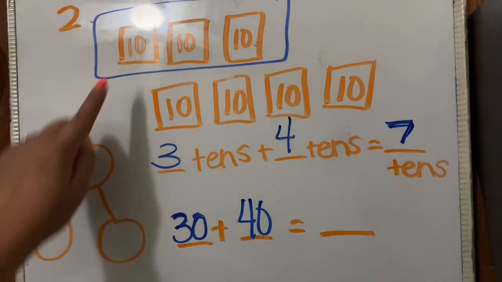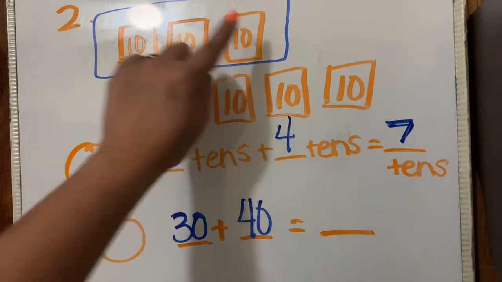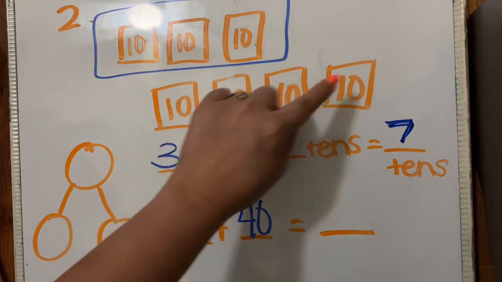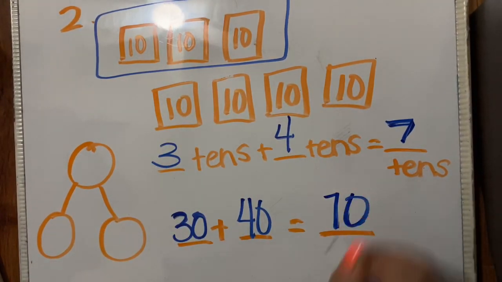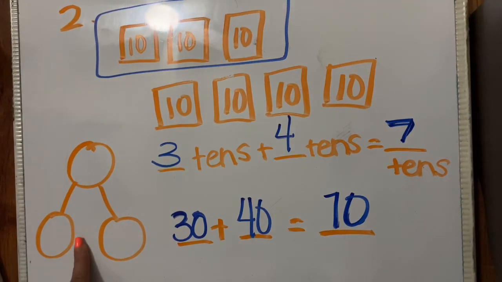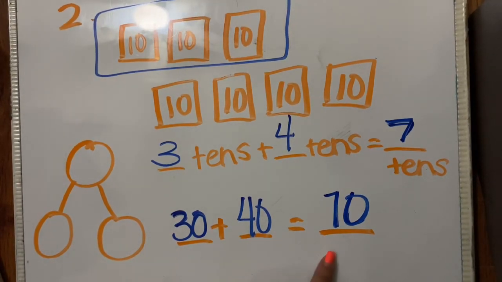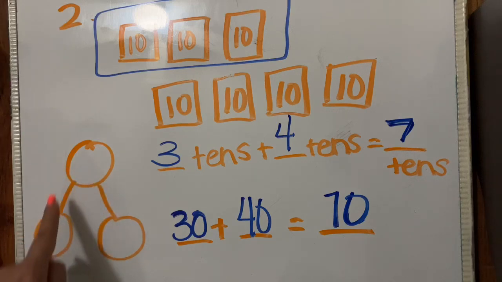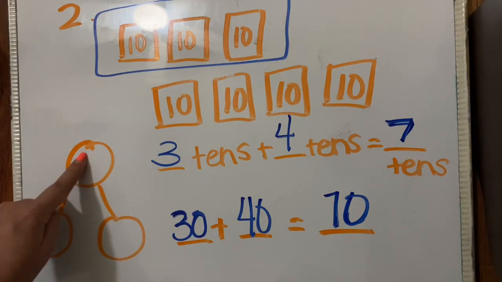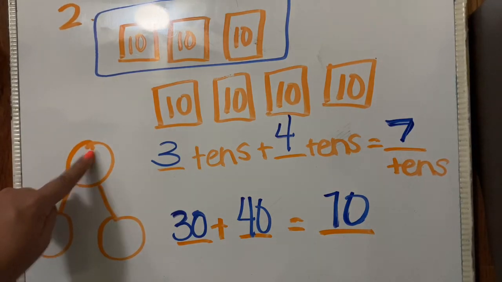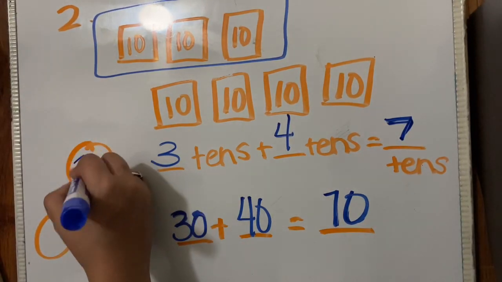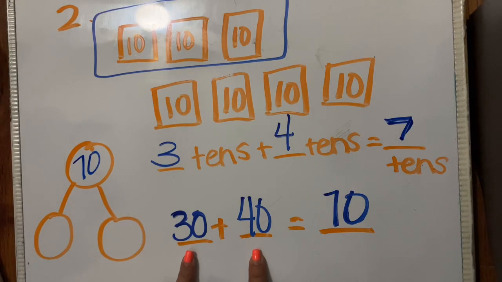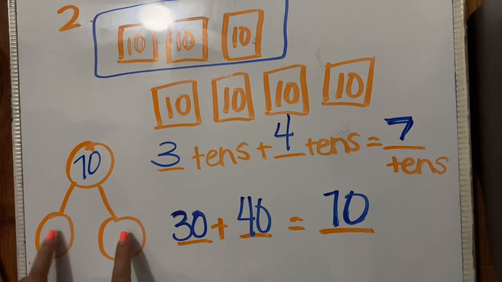Let's count them all up. 10, 20, 30, 40, 50, 60, 70. So 7 tens is the same as 70. Now to fill in our number bond, we're going to take these numbers that are already given to us and use them for our number bond. Our total number goes up top. The biggest number goes up top. My total and biggest number is 70. So 70 is going up top. And I take these two numbers that we use to add to get to 70, and they're moving on over to these boxes.